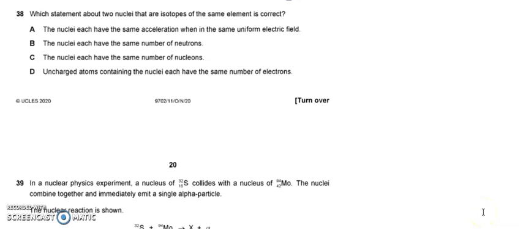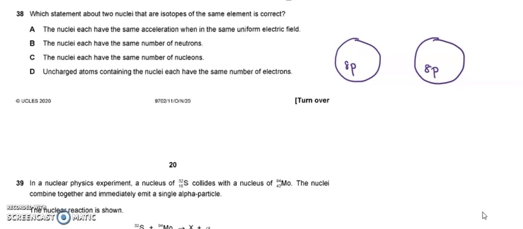Question 38. So isotopes. We know that, let's say this is an isotope with 8 protons, and this is another isotope. It has the same number of protons, but a different number of neutrons. So if I just call this 9 neutrons and this 10 neutrons, the mass of this is larger. So the same number of neutrons, this is out. The nucleon number is the total of both of them, so this is 17, this is 18, so the C is also out.